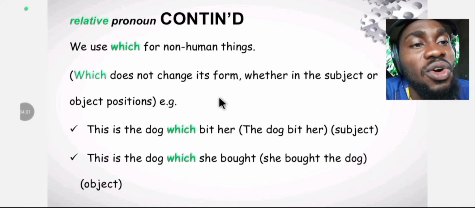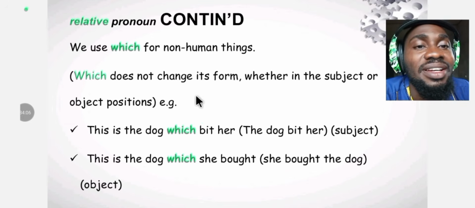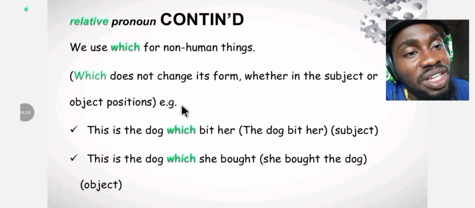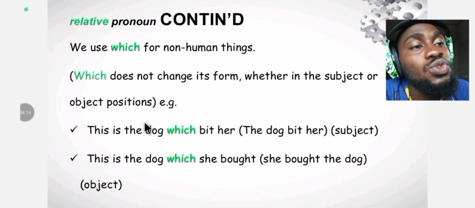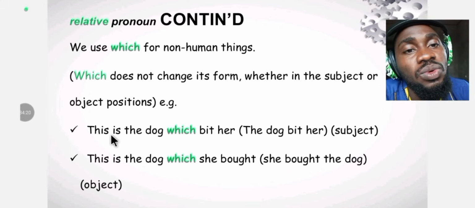It's not like who and whom, which have specific laws pertaining to their usage in the subject and object position. Okay, this one, which, does not have that kind of specific law. So you can use which, and it remains the same in either the subject or the object position. Let's look at the examples we have here.